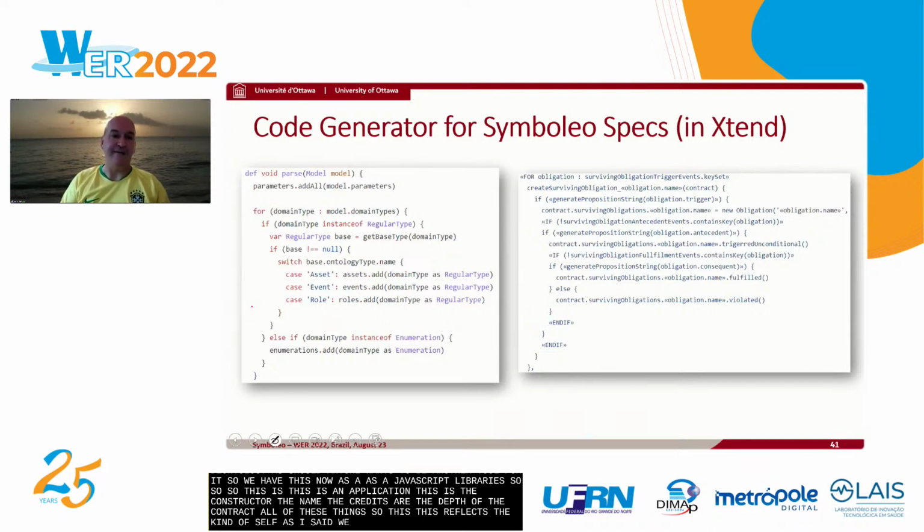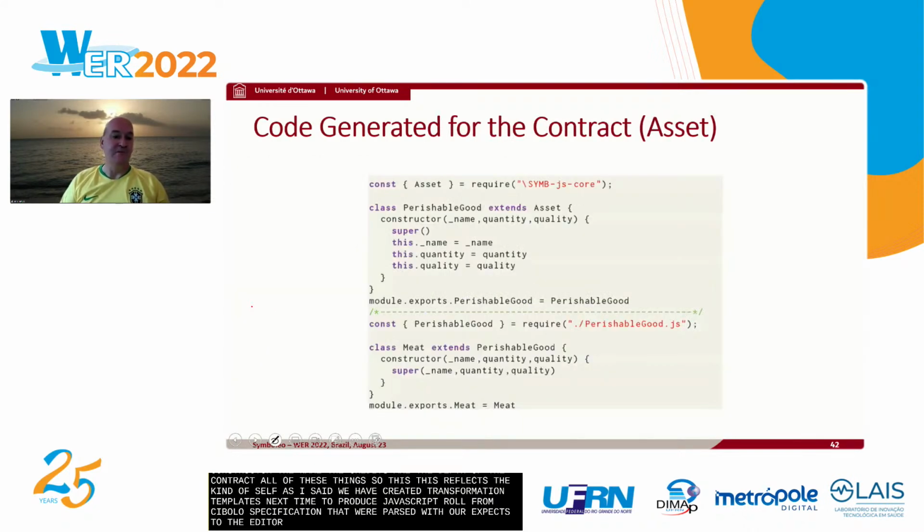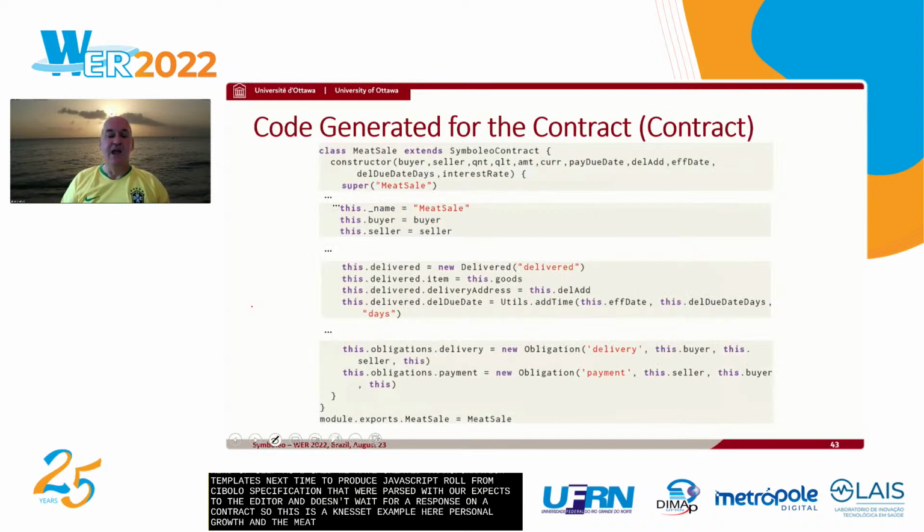As I said, we have created the transformation templates in Xtend to produce JavaScript code from Symboleo specifications that were parsed with our Xtext editor. And that generates readable code for our smart contracts. So this is an asset example here, the perishable good and the meat. And we have templates also for the contract and its obligations itself.